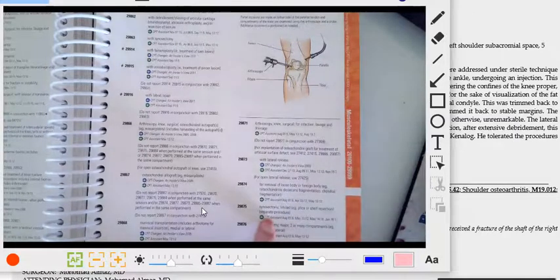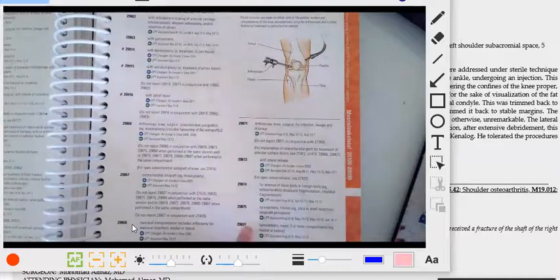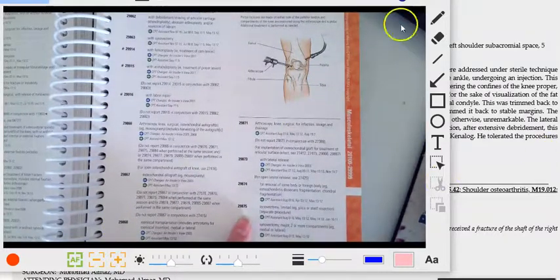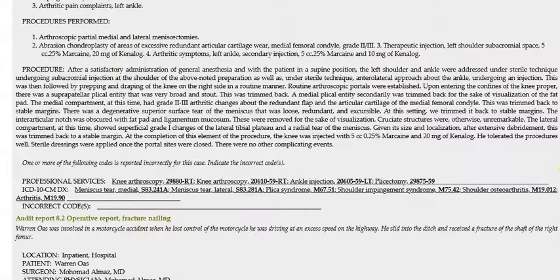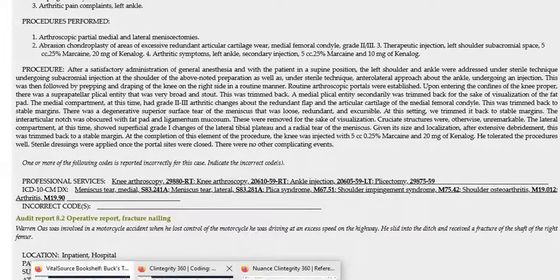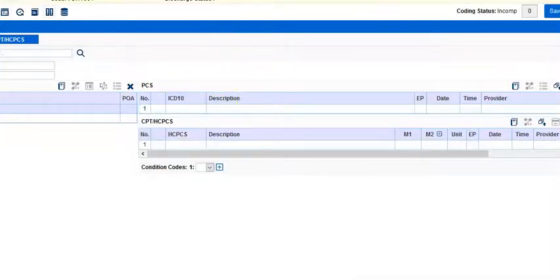So a separate procedure cannot be coded at the same time as another procedure unless they were two different areas, right? Well, these were both on the right knee. So we cannot code 29875. It is part of the 29880 code, and it cannot be assigned when a more comprehensive 29880 is coded. So the codes we would assign are all our diagnosis codes, and then the 29880 and 20605 for our procedure. So if you want to go into Nuance, we can go to coding.